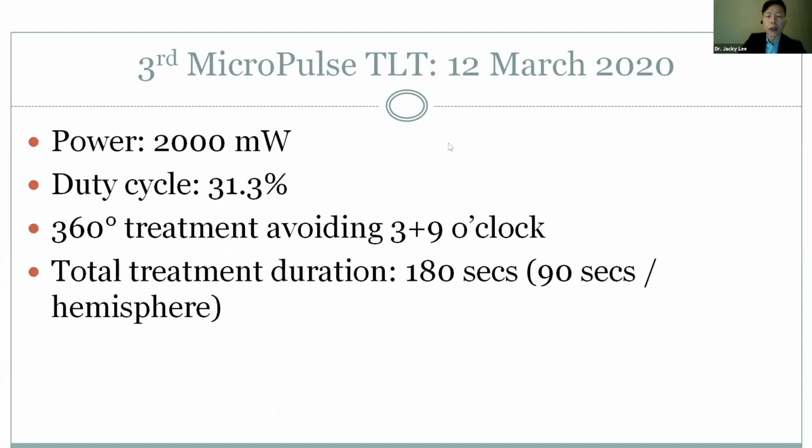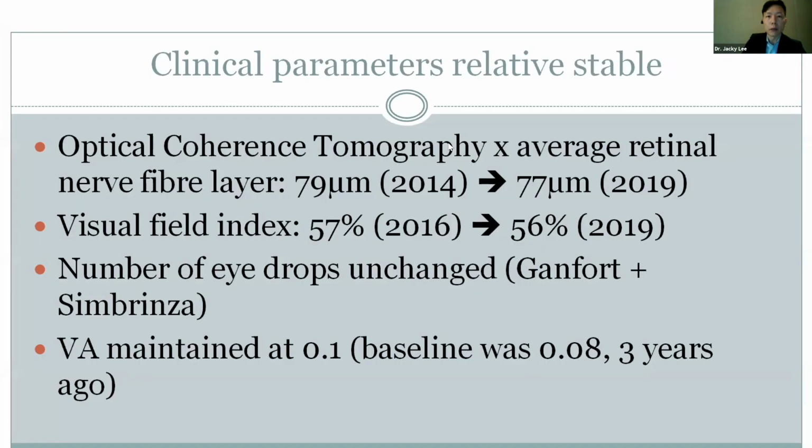For the third treatment, having gained more exposure using this laser, we were able to get a better sense of the titration in terms of the time used. This time we used 180 seconds, a little bit more than his first and second treatment, for 90 seconds per hemisphere, and again over 5 or 6 passes per hemisphere.